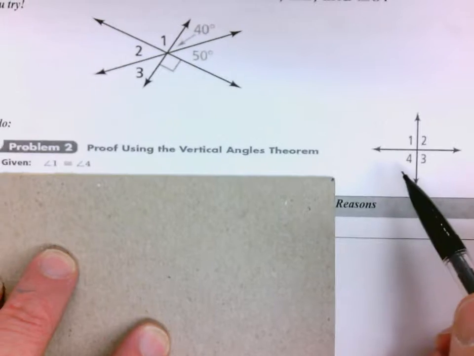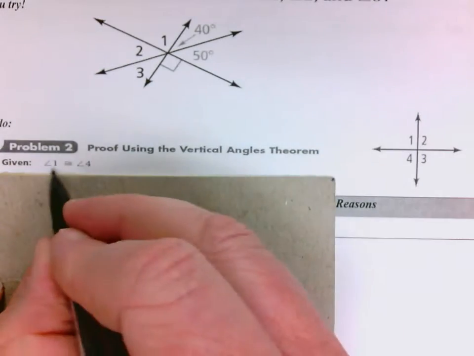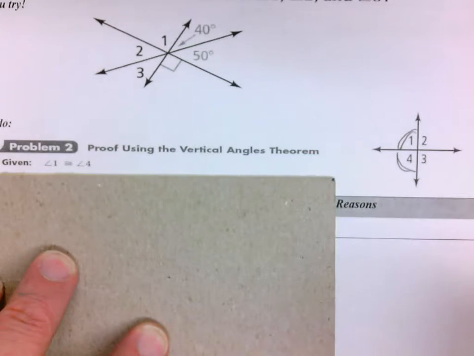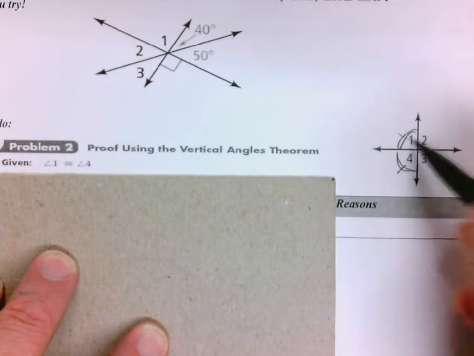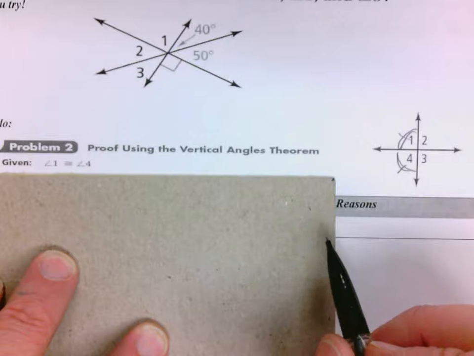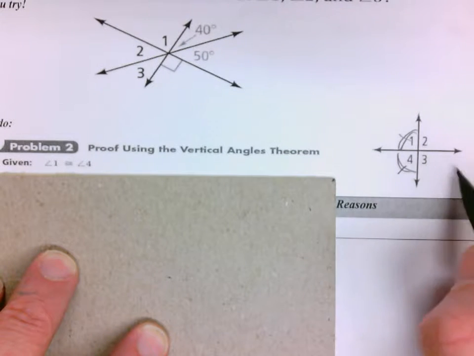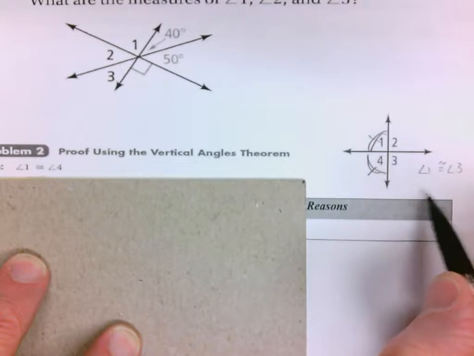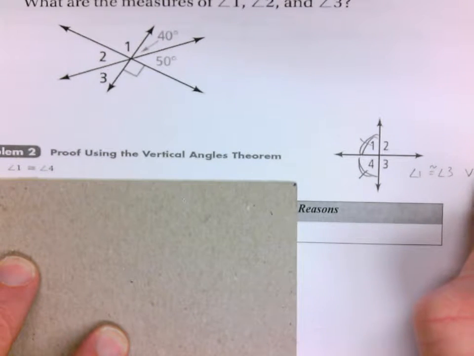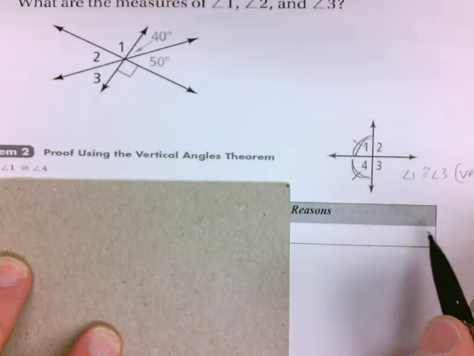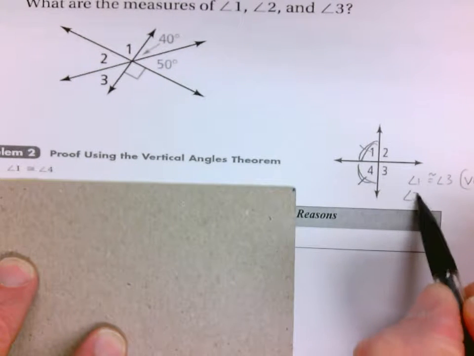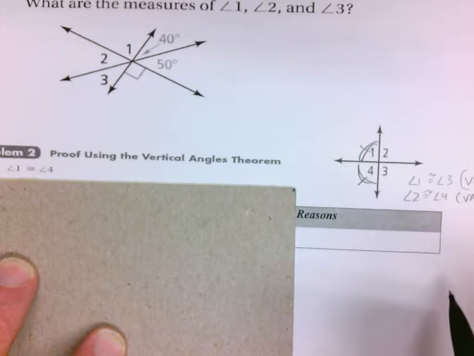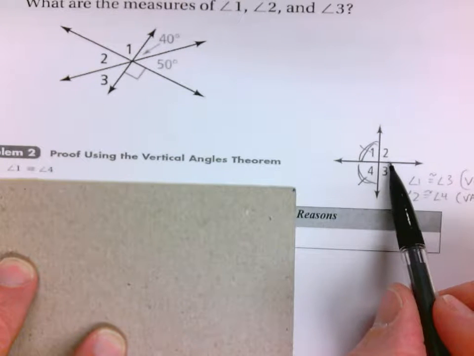What do I know? I know it's given to me that angle 1 is congruent to angle 4. That's given. What else do I know just from the picture? Well, I know angle 1 and 3 are congruent because they're vertical angles. And I know 2 and 4 are congruent. Also vertical angles. I could say 1 and 2 are supplementary.